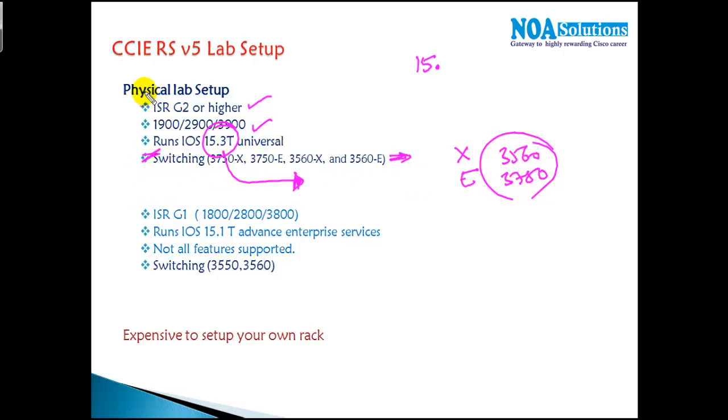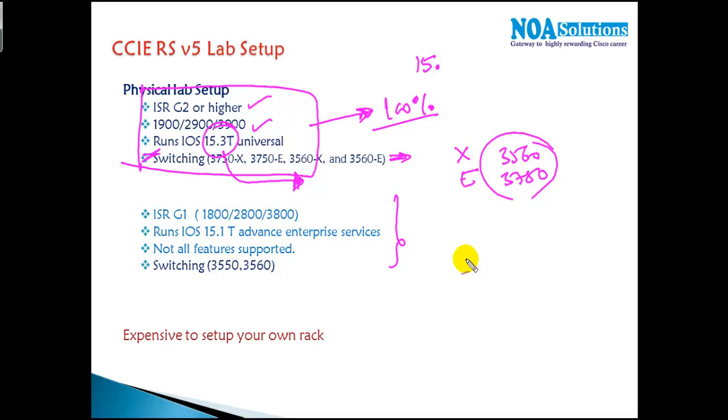So this is a recommended hardware setup where you can completely test each and every feature. 100%, almost all the features can be tested in this environment. But if you're already preparing for version 4, or you have your own rack, probably not this one, you can still use the G1 routers, ISR G1 series routers, your 1800, 2800 and 3800 series, which do support the 15.x IOS versions.